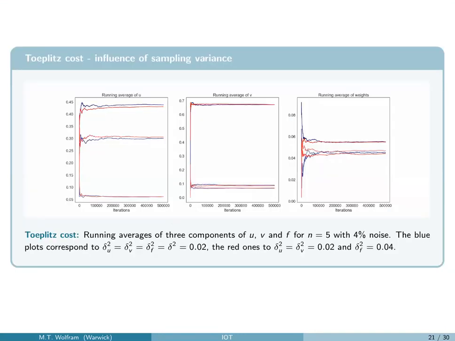Okay, so this is the first problem that I want to show you, just to give you an idea. First, this is Toeplitz cost, and if you remember, in the case of Toeplitz cost, the problem is overdetermined. What we did there is we took our truth, generated the transportation map, and added 4% of noise. We had 5 countries, and then we wanted to estimate the components of U, V, and F. F, in this case, because it's a Toeplitz matrix, you can write as a vector. This is just the entries of the Toeplitz matrix.